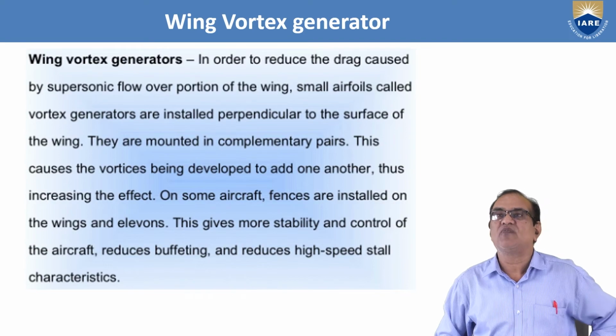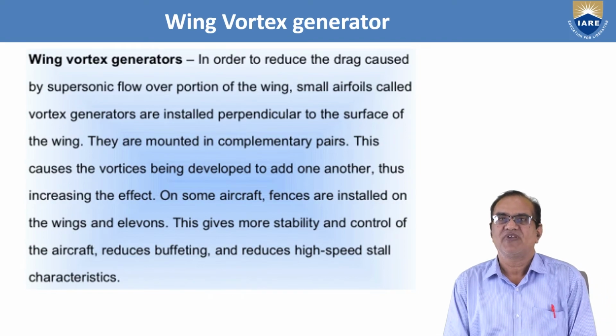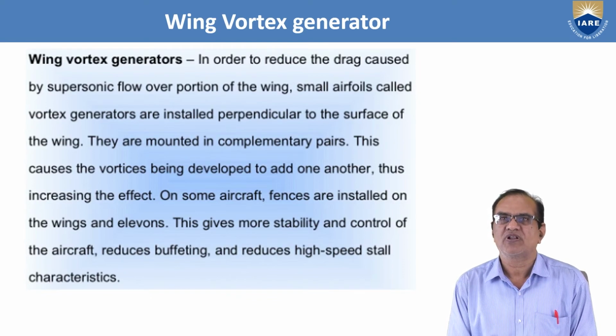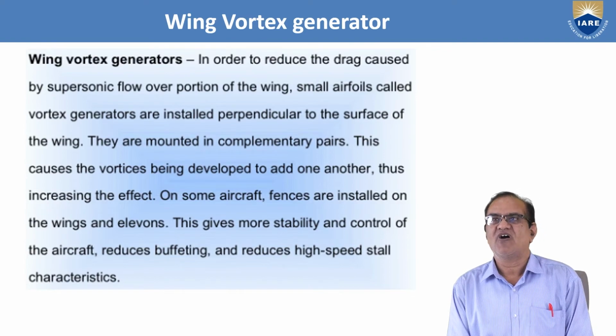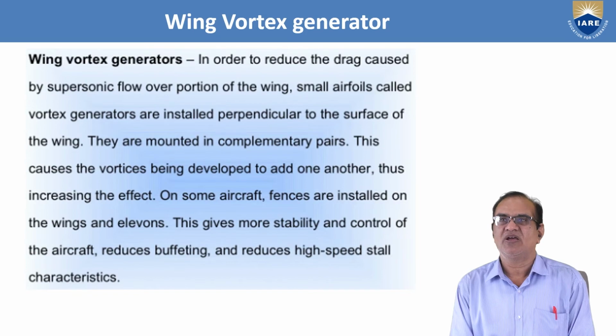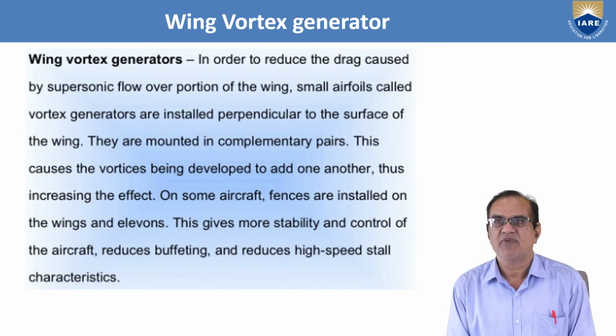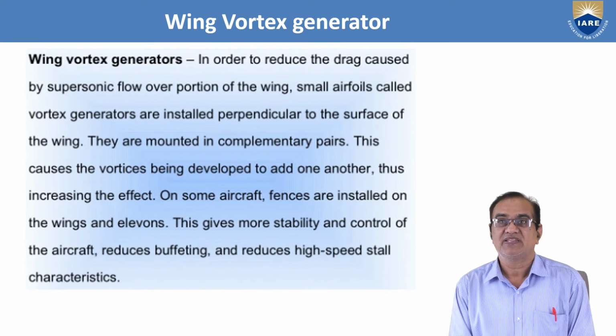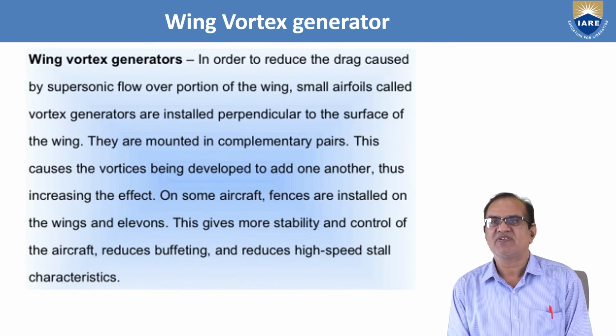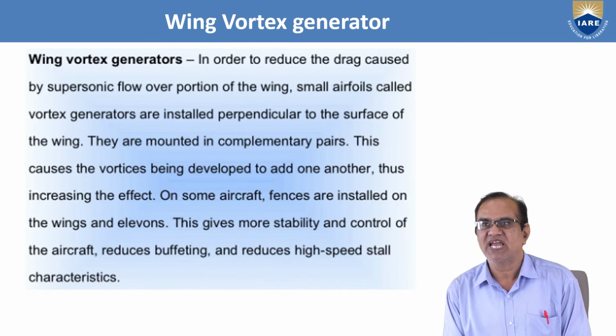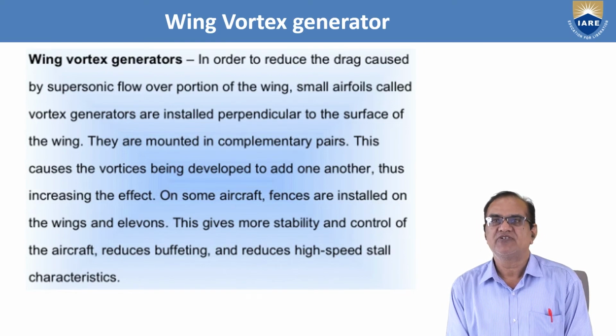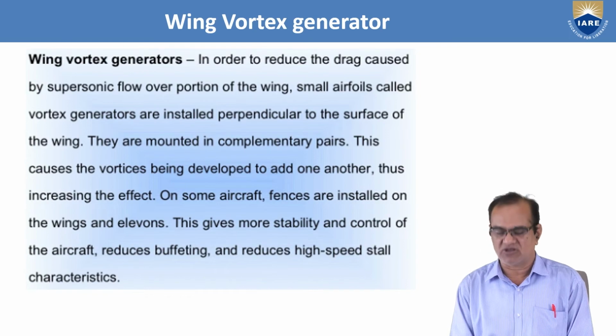Wing vortex generators, called VGs. In order to reduce the drag caused by supersonic flow over a portion of the wing, small airfoils called vortex generators are installed perpendicular to the surface of the wing. They are mounted in complementary pairs. This causes the vortices being developed to aid one another, thus increasing the effect. On some aircraft, fences are installed on the wing and ailerons. This gives more stability and control of the aircraft, reduces buffeting and reduces high speed stall characteristics.